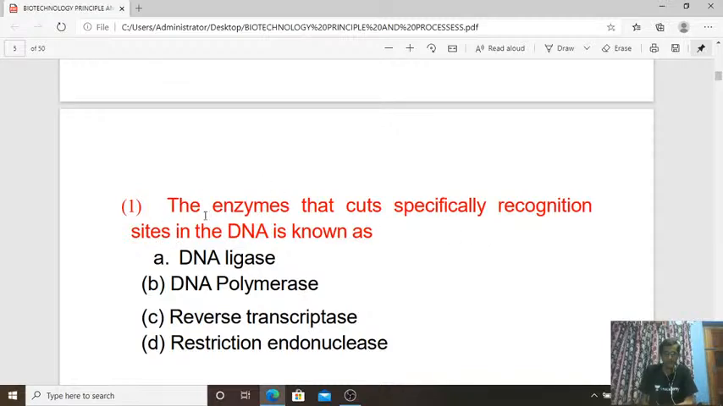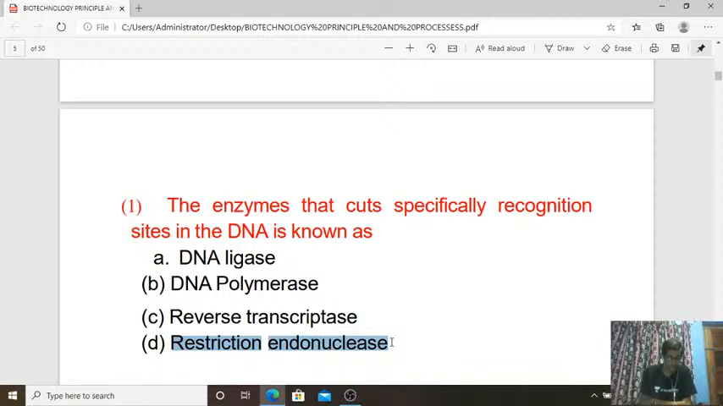The enzyme that cuts at a specific recognition site in the DNA is known as what? It is the restriction endonuclease. Why restriction endonuclease? It will cut the DNA at a specific restricted area where palindromic sequences are there, and this is needed for our future use. That cut end portion is needed for our future use. So that restriction enzyme will work at a specific site.